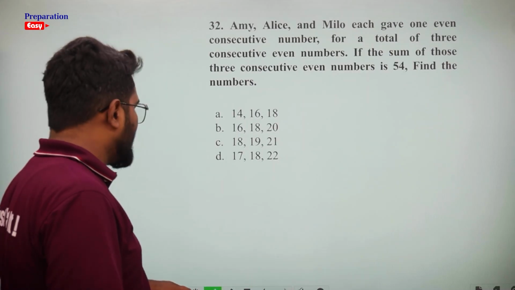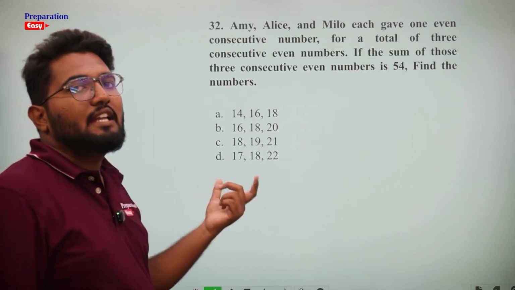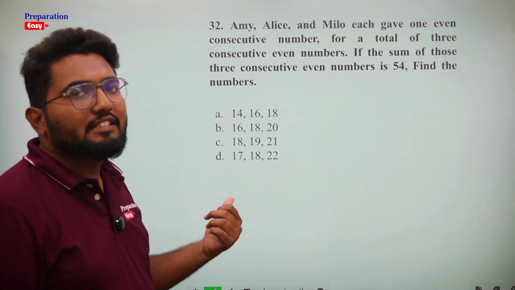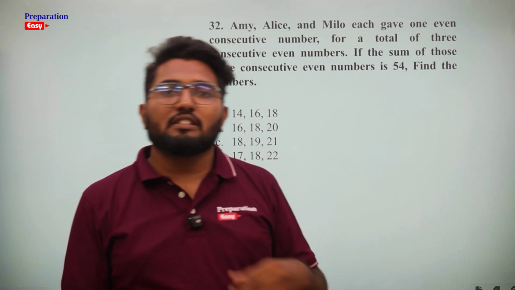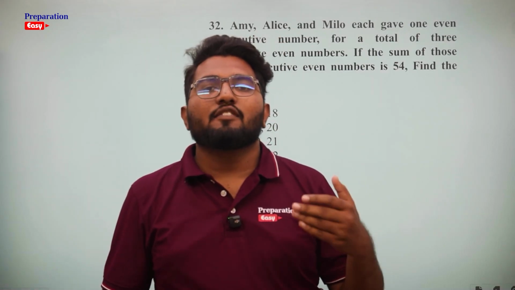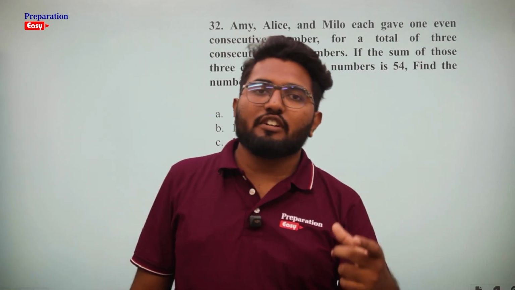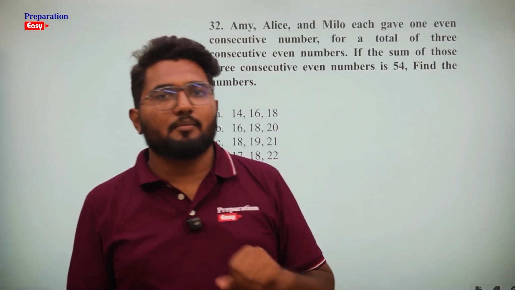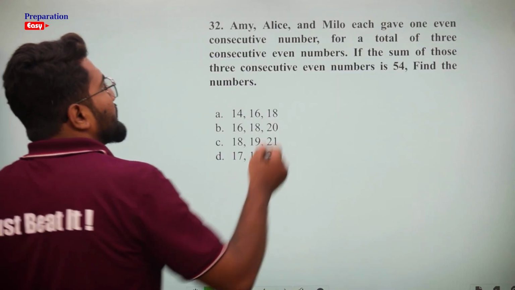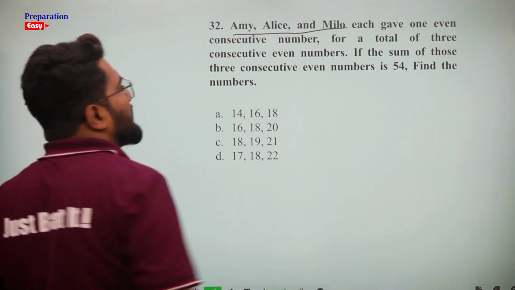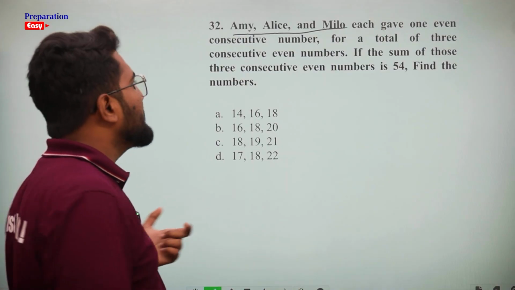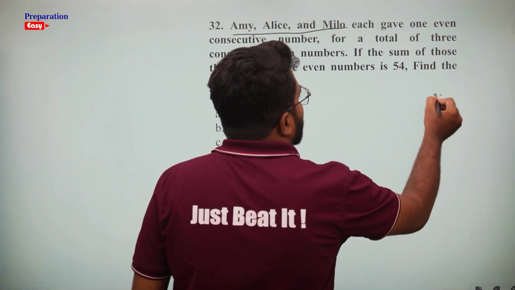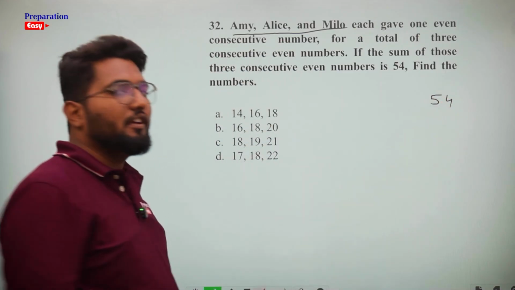That's question number 32. Amy, Alice and Milo are 3 friends. Each gave one even consecutive number. What are consecutive numbers? Consecutive numbers means just the next number, like 4, 5, 6. These are whole consecutive numbers. And 2, 4, 6, 8 are the even consecutive numbers. So Amy, Alice and Milo are thinking of 3 consecutive even numbers. If the sum of those 3 consecutive even numbers is 54, find the numbers.